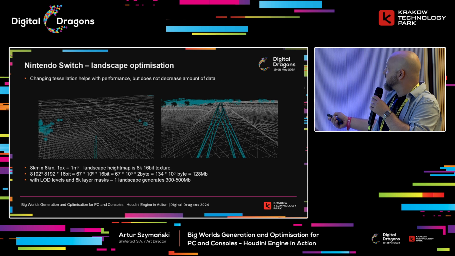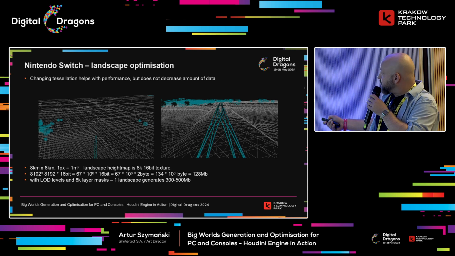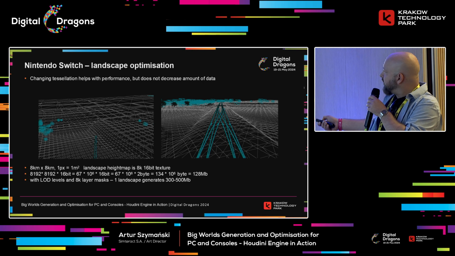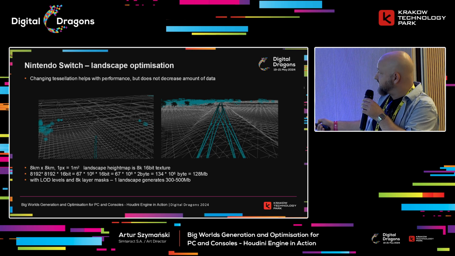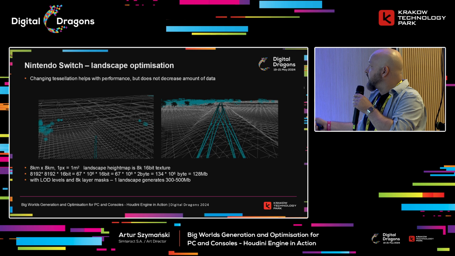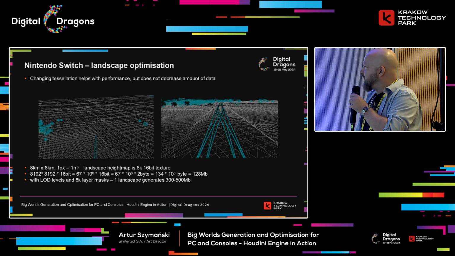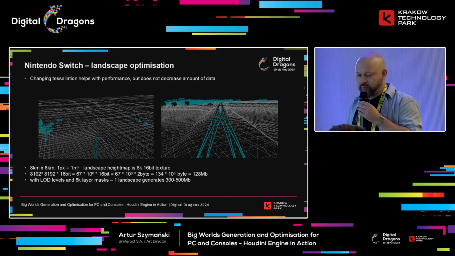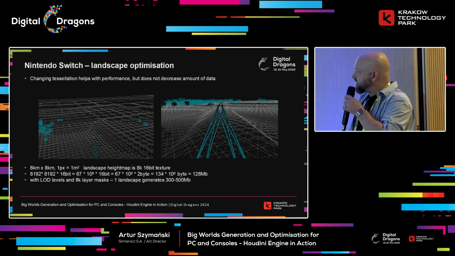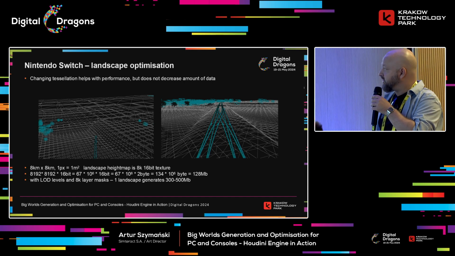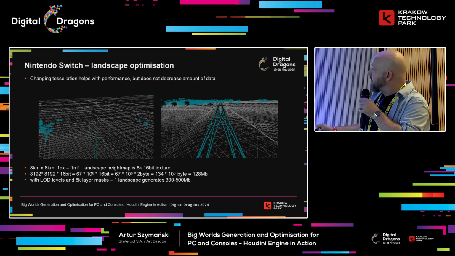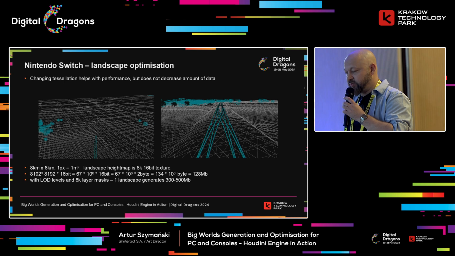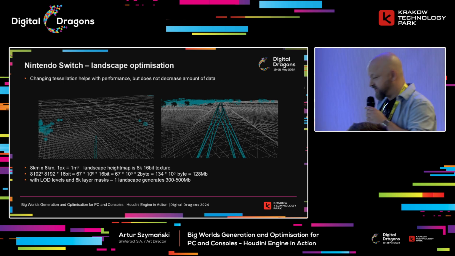The height field is a 16-bit texture, 8 by 8, which gives us a precision of 1 by 1 meter per pixel. Every landscape with masks takes in Unreal about 300 to 500 megabytes. And this is before some additional assets that spread there. So this was the main culprit of not being able to fit on this memory stick. So we had to do something about this.